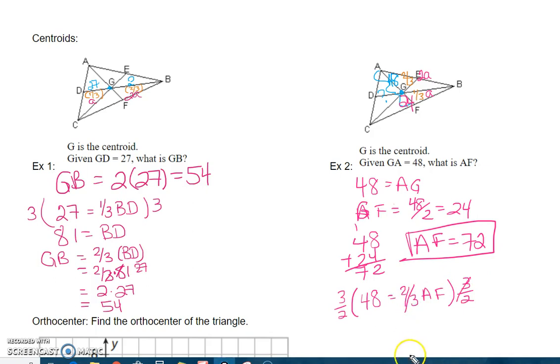That cancels out my fractions, and I get the length of AF. Half of 48 is 24, and 24 times 3 is 72. So here again, I get 72, solving it a different way.